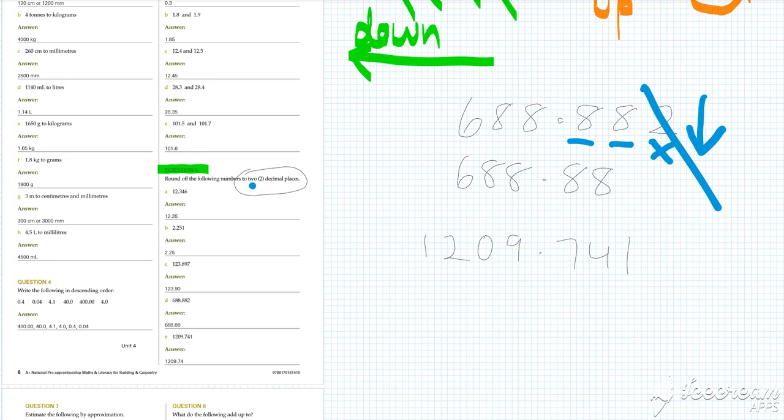For our last one, we've got 1209.741. We're looking at keeping 1, keeping 2, getting rid of the 3rd. A 1 is going to round down, so we cross that off, leaving us with 1209.74.